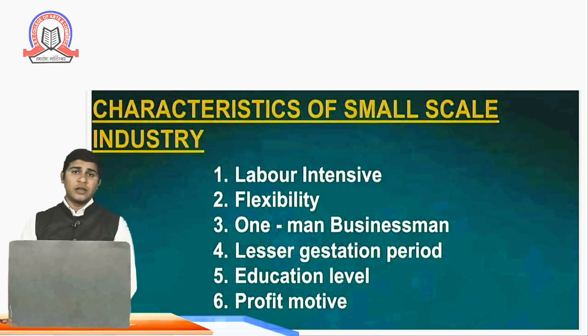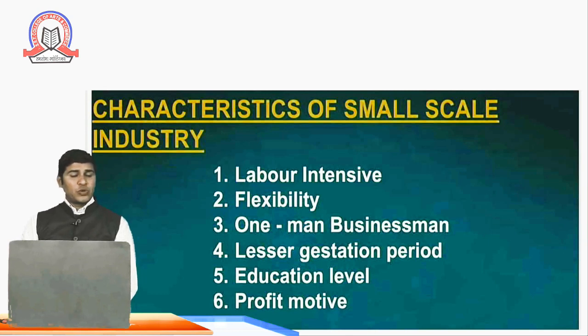The most critical criterion for any business is membership. For a partnership firm, a minimum of 2; for a joint stock company, a minimum of 7; for a cooperative society, a minimum of 10 members are required. But for a small scale industry, even one person, a one man business, can start within a limited capital or with a limited scheme. The lesser gestation period means the productivity period, in which the product converts raw material into finished goods, having a very small gestation period. So lesser gestation period is also one of the important characteristics.